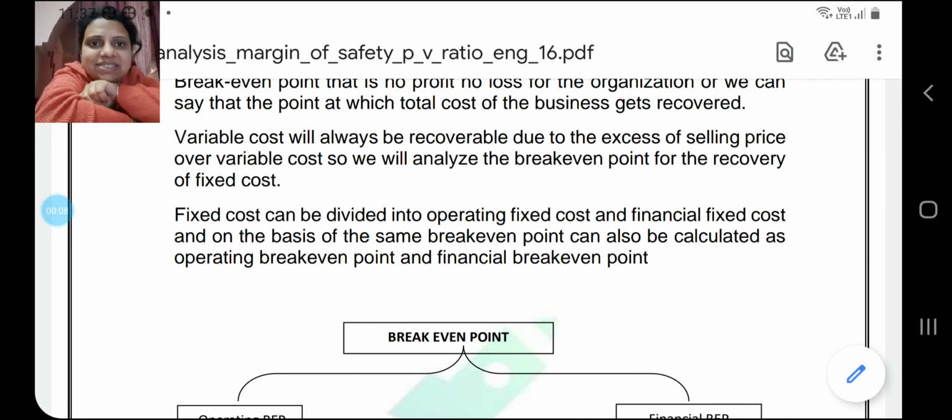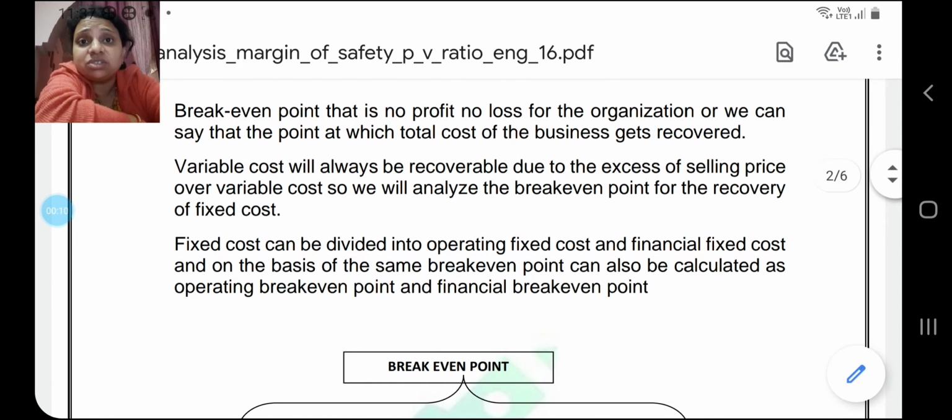Break-even point is the point where there is no profit, no loss for the organization, or a point where all the costs the firm has borne can be recovered by the profit which the organization is earning. So in short, you can say it's a point where a firm is earning no profit and in fact it is earning no losses.